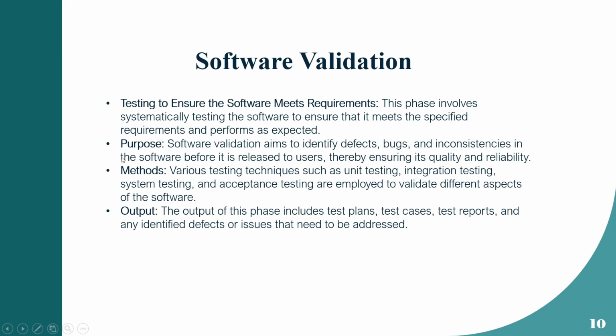Purpose. What is the purpose of software validation? Why do we need software validation? Software validation aims to identify defects, bugs, and inconsistencies in the software before it is released to users, thereby ensuring its quality and reliability. Methods. It includes various technical testing techniques such as unit testing, integration testing, system testing, and acceptance testing, which are employed to validate different aspects of the software.